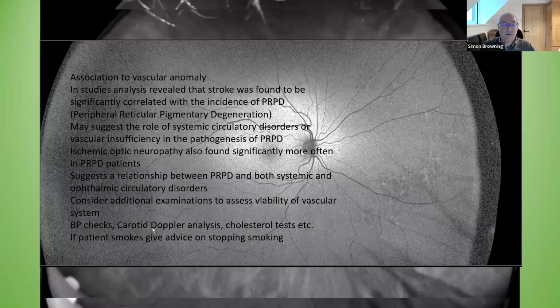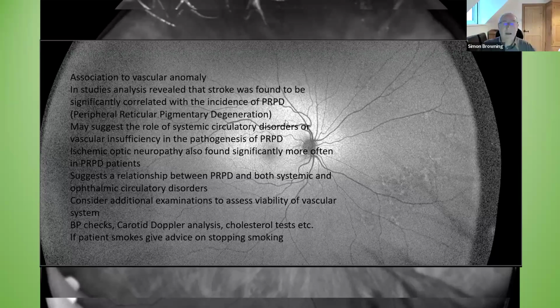And, you know, blood pressure checks, carotid Doppler analysis. These carotid Doppler machines are very, very common in a GP practice with the diabetic nurses. They will quite often use these to listen to the blood flow in a diabetic patient's legs. And it's exactly the same thing you can use in practice. They're not expensive and they're really useful. And if you're getting a suspicious reading, it really does help the GP to have that information when you're referring. And remember, if the patient's smoking, give advice on stopping smoking and direct them to your local smoking cessation or stop smoking services as well.